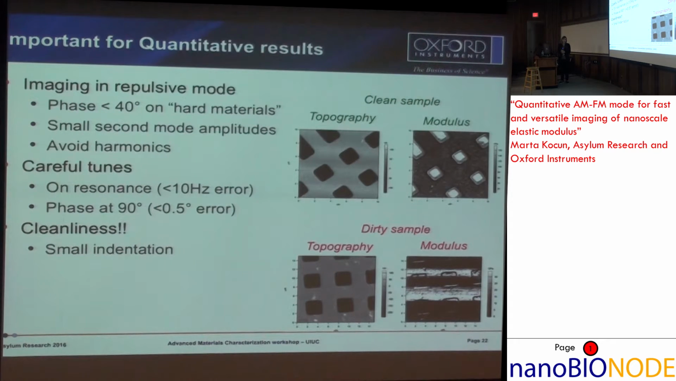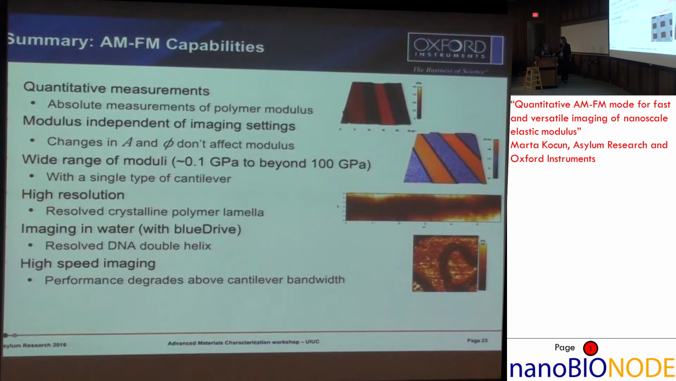So even though you get topography in both cases, once you try to measure modulus, you need to have a clean sample. If not, what you're measuring is basically the thin film of dirt on your sample. There are some tricks in terms of getting your sample clean and setting your tunes exactly to what they should be. But besides that, it's almost as easy as tapping mode imaging.